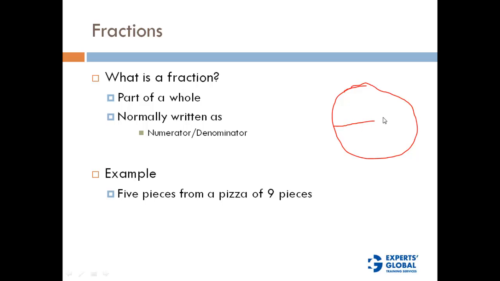But now we divide it into pieces. So let's say we divide it into 9 pieces like this. Okay, so like this we are dividing into 9 pieces and we are taking 5 pieces out of it. So the whole is 9 pieces, we are taking 5 pieces, right? So 5 is the numerator, this is called the numerator, this is called the denominator. This kind of a number is called a fraction.